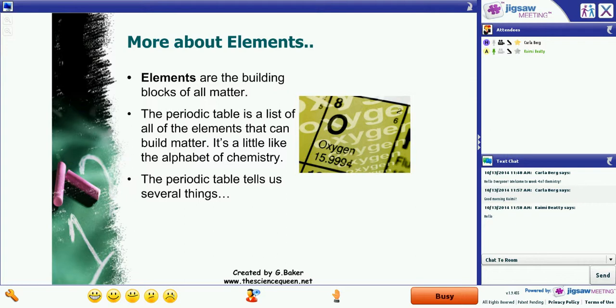Elements are the building blocks of all matter. The periodic table is a list of all the elements that can build matter. It's a little like the alphabet of chemistry. The periodic table tells us several things.